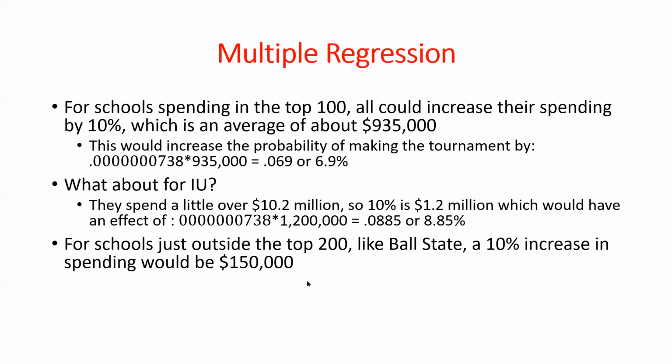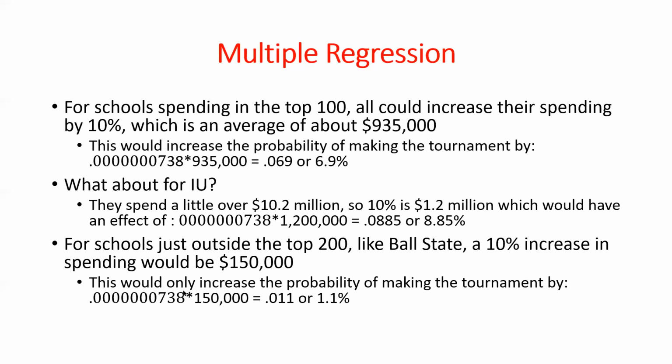Well, a 10% increase for them would be $150,000, right? Their budget's a little bit lower. So if they increase their budget by 10%, they would increase their probability of making the tournament by just over a percentage. So we could do this for any school, right? Once we obtain that coefficient estimate.